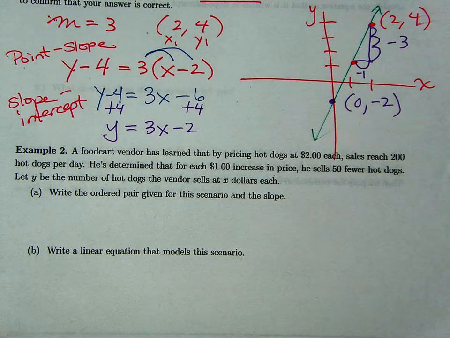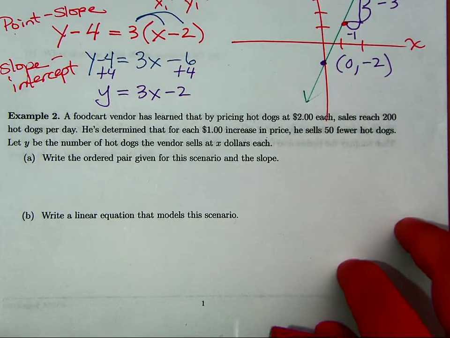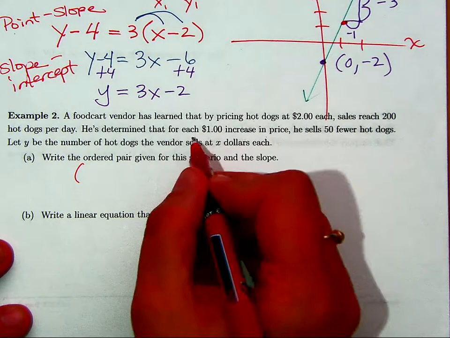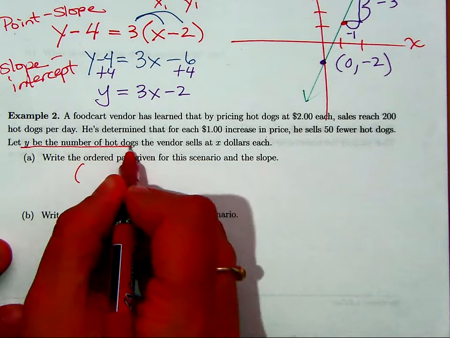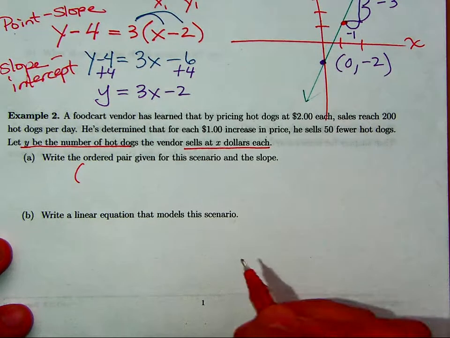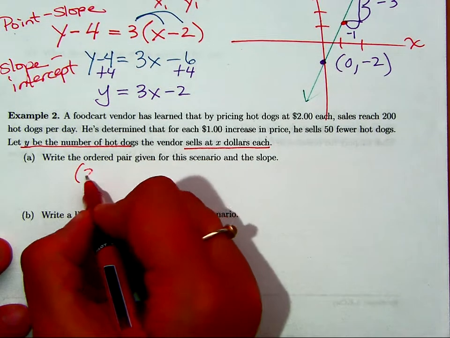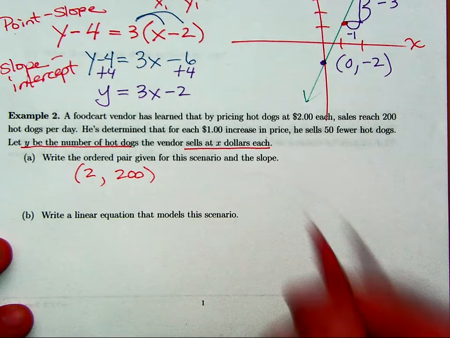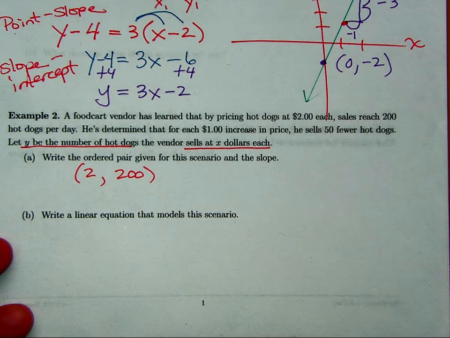So, can anyone give me an ordered pair for this scenario? Since Y is the number of hot dogs and X is the dollars, the first one would be for $2, I can sell 200 hot dogs. What would be another ordered pair?